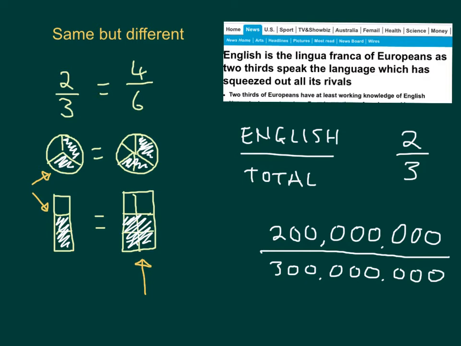Now consider the news report here. English is a language spoken by 2/3 of Europeans. Now, of course, 3 would be the total, 2 would be the part, but that's not to say there are only 3 Europeans and 2 of them speak English. It's just saying for every 3 people, 2 of them will speak English. And that, of course, can be multiplied up however you like. Now, in actual fact, there's more like 300 million Europeans, so there must be about 200 million that speak English. It's an equivalent fraction.